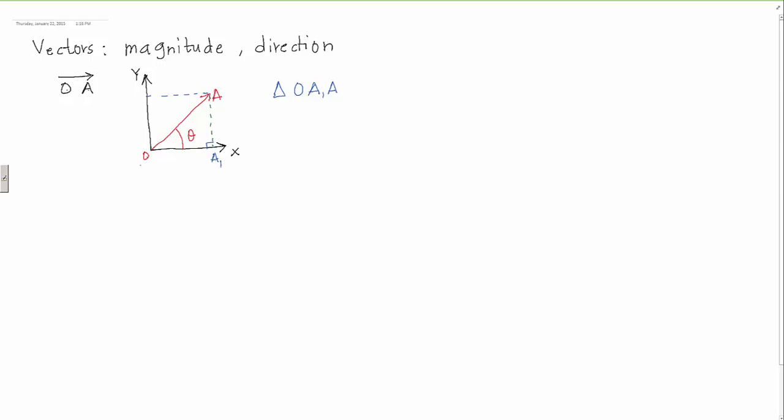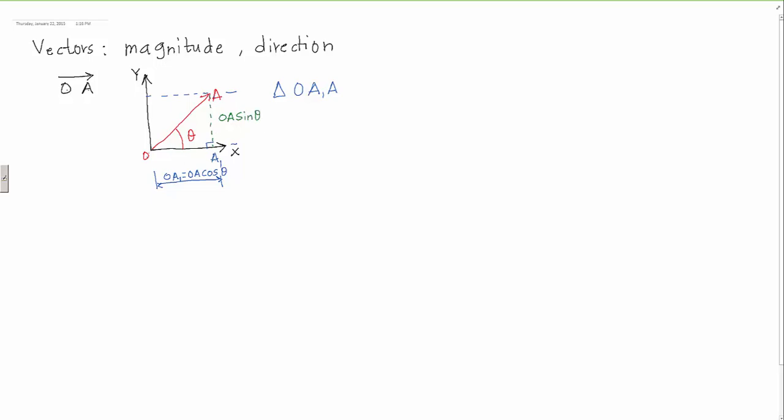So triangle O, A1 and A is a right angle triangle, which means this angle is 90 degrees. Now let's look at this OA1. If you take the cosine of theta with OA, you are going to get OA1. So this is OA1, which is equal to OA cosine theta. Now this is AA1, which is OA sine theta.